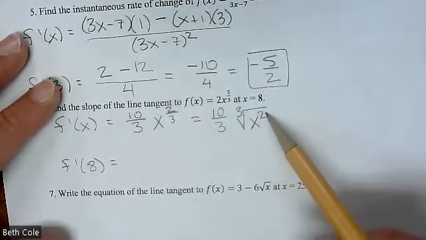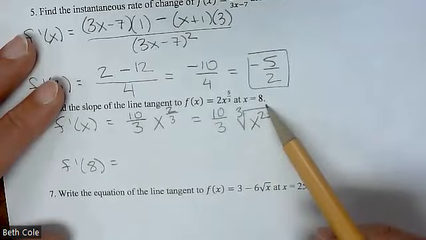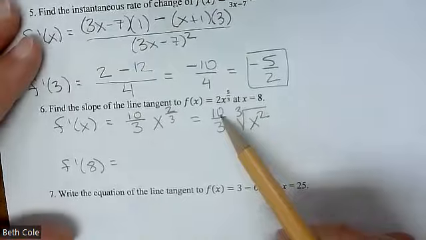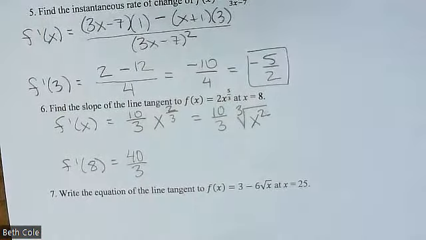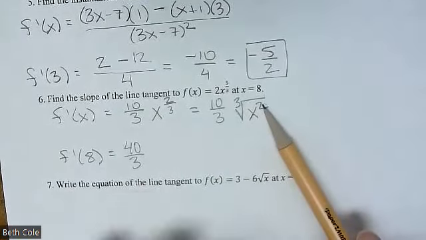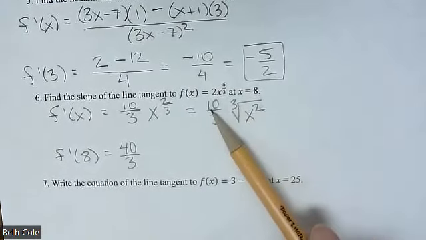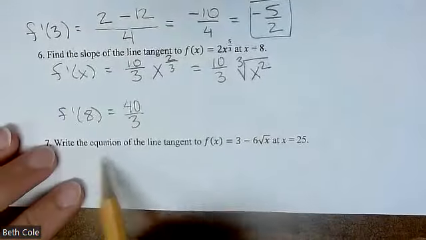8 squared, 64. Cube root of 64 is 4. Are y'all still with me? And then 4 times 10, 40. So you have 40/3. I'm going to say that again because that was a bit of a journey through that. 8 squared is 64. Cube root of 64, 4, and then 4 times 10, 40. So 40/3.